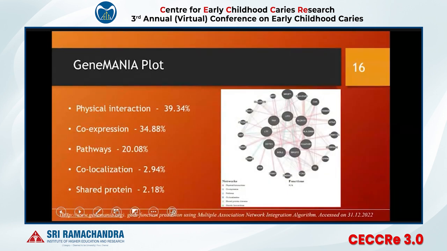The GeneMANIA plot constructed shows the genes arranged in 2 concentric circles. The genes in the inner circle represent the genes of interest, and the genes in the outer circle represent the interaction between these genes. And it is very clearly stated that the physical interaction between these genes is to an extent of about 39%, and co-expression of these genes is pretty common to an extent of about 34%.